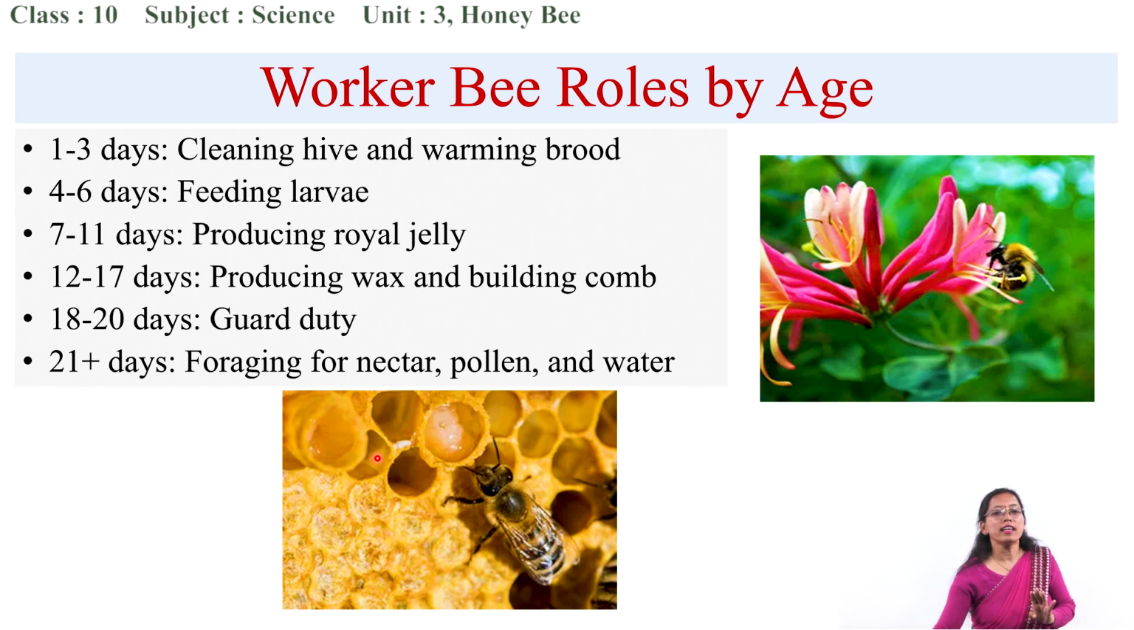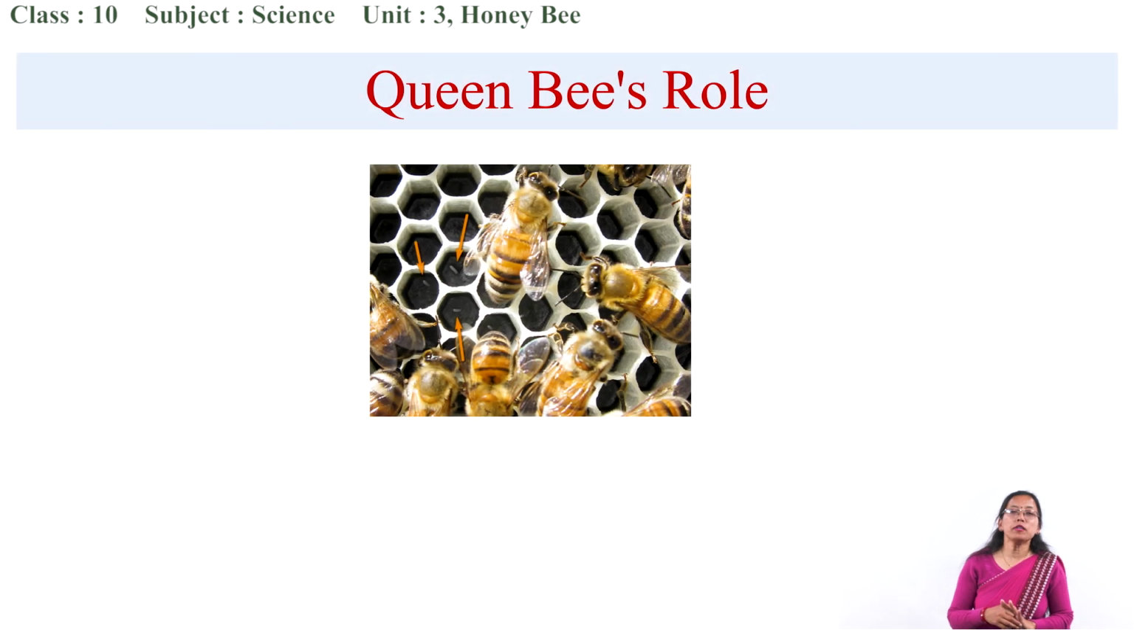Okay, and they go out foraging for nectar, pollen and water. They go out of the hives, collect nectar, pollen and water, and bring it to the hive. In this way, worker bees perform various functions by age. Age-wise, their work is different. Next one is the queen bee's role. What is the role of the queen bee?